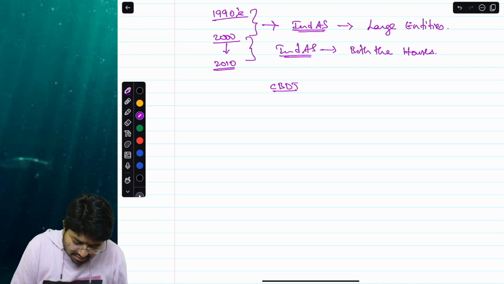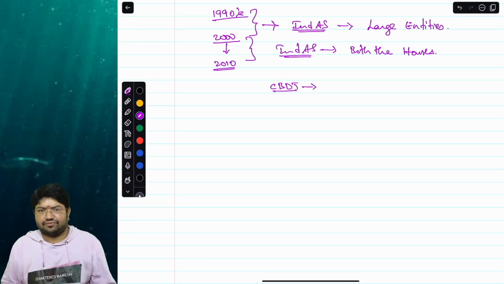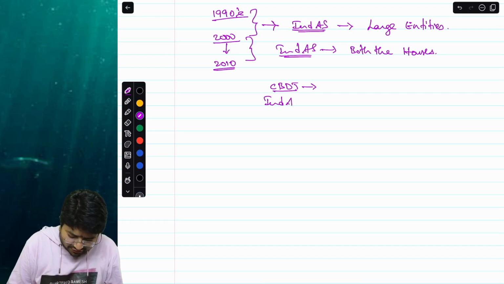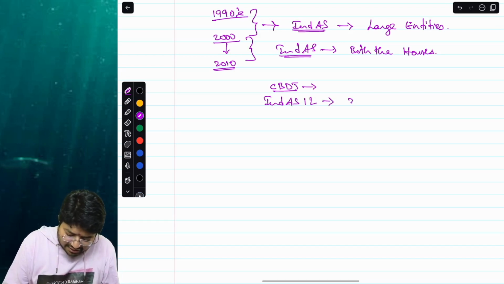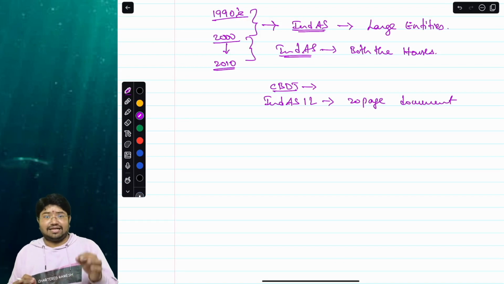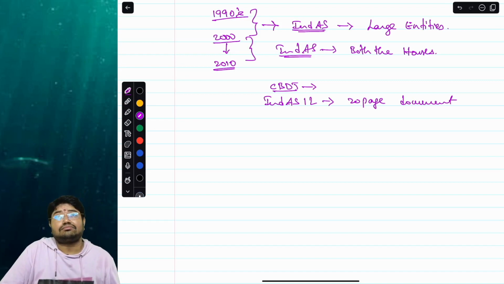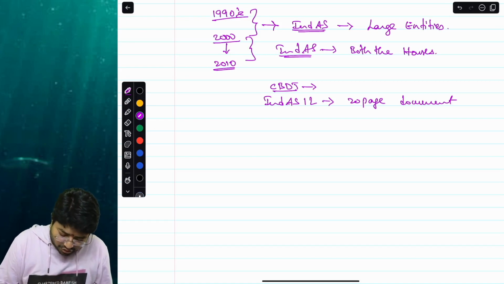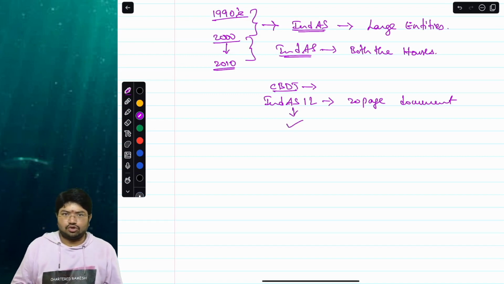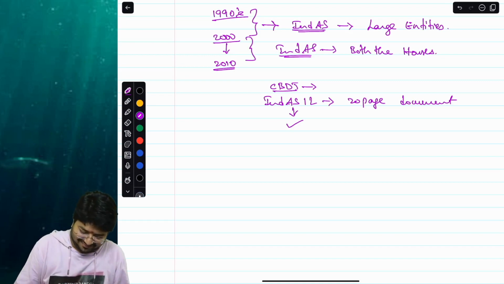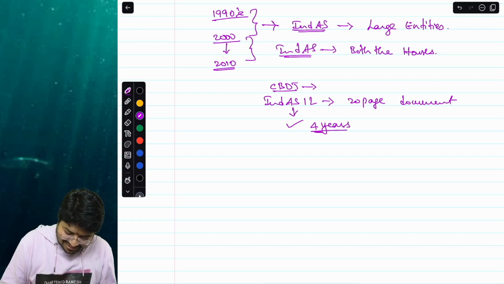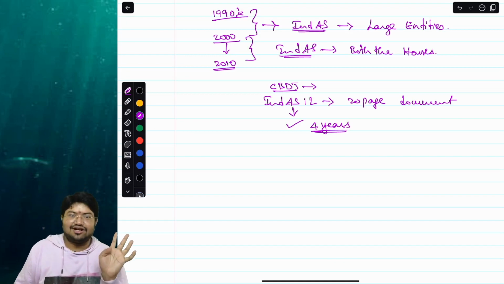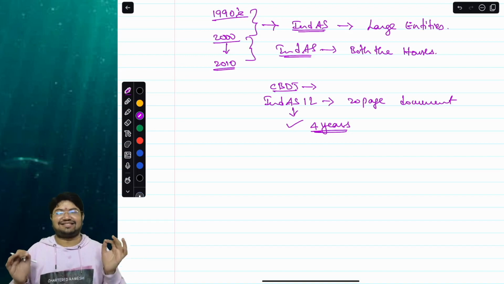Now, Ind AS 12 is hardly a 20-page document. The standard completely is a 20-page document. It took CBDT to completely go through it and come out with a review stating that it is good to go. It is good to go after 4 years. It took CBDT 4 years to give an assent, saying that yes, this standard is okay to go.